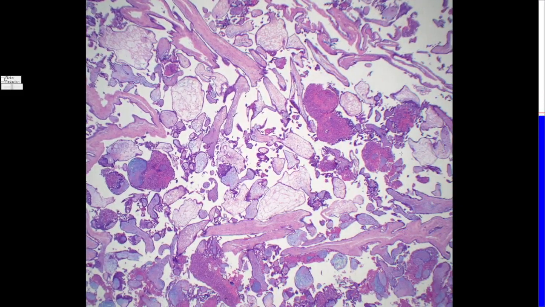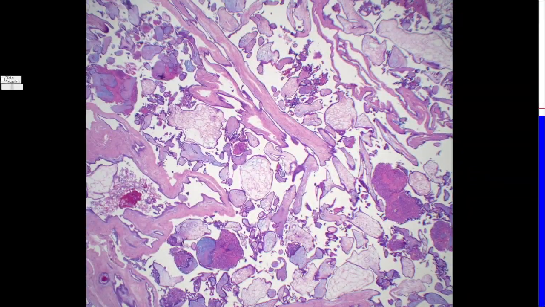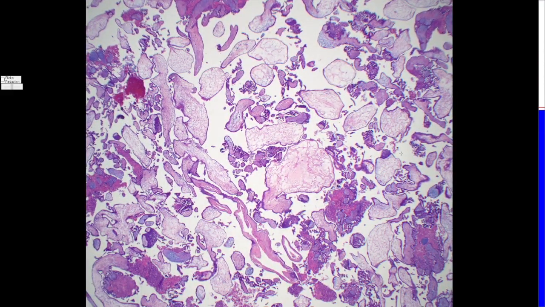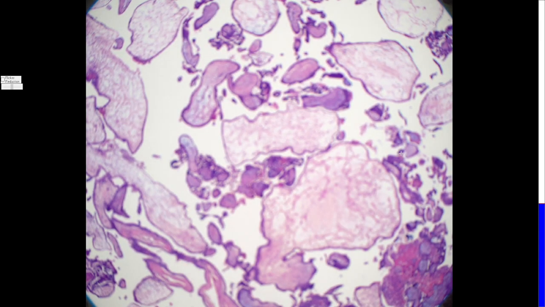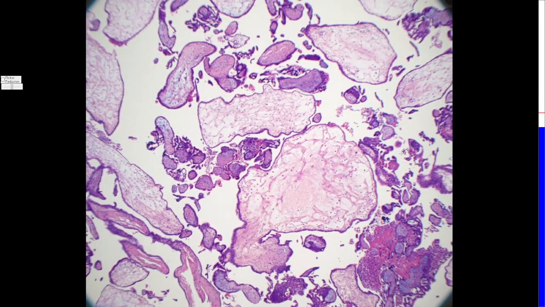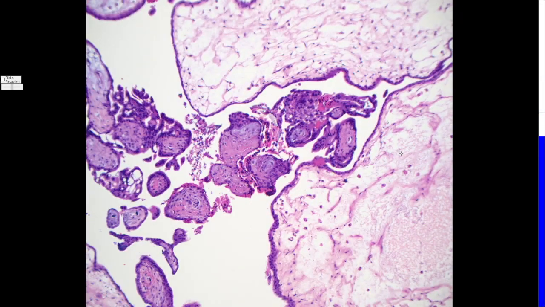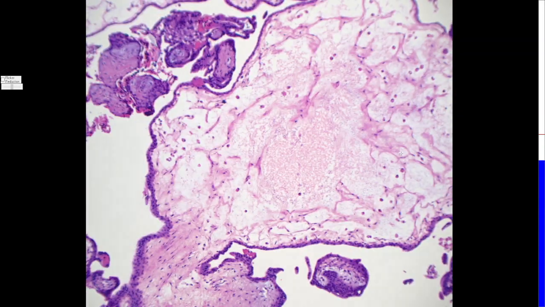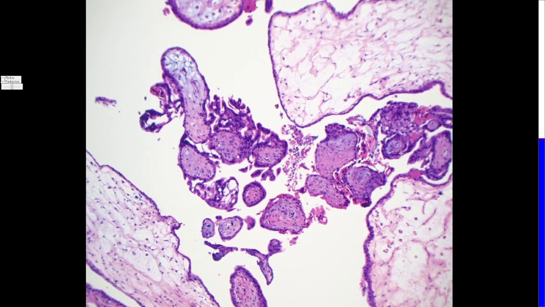So it's kind of difficult actually. But again, in this case, we have some villi that are significantly enlarged. This is the lowest power. So as we go closer, again, we see that double population. We have those small villi that are fibrotic in the background, and we have this big edematous villi with cisternae. And here we have trophoblast proliferation.